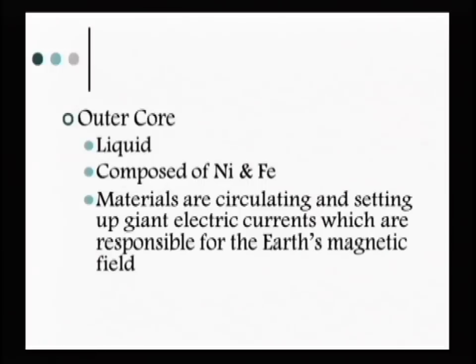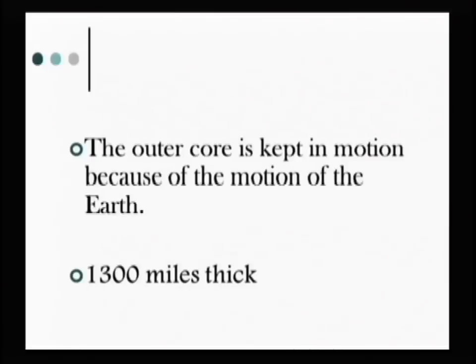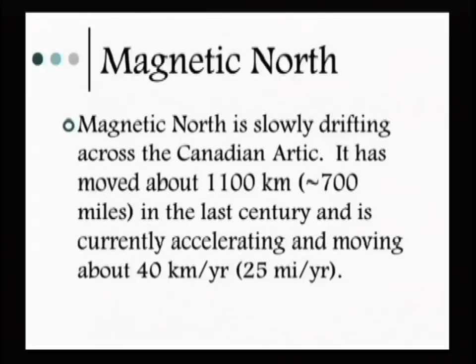And then those materials are basically circulating, and because it is metallic, we are setting up very big, gigantic electrical currents. And those electrical currents can create magnetic fields, and those magnetic fields are what we see as magnetic north and magnetic south. Like I said, the outer core is kept in motion because of the motion of the Earth. And that makes sense. You've got the Earth rotating on its axis, so that causes anything that is liquid to rotate as well.